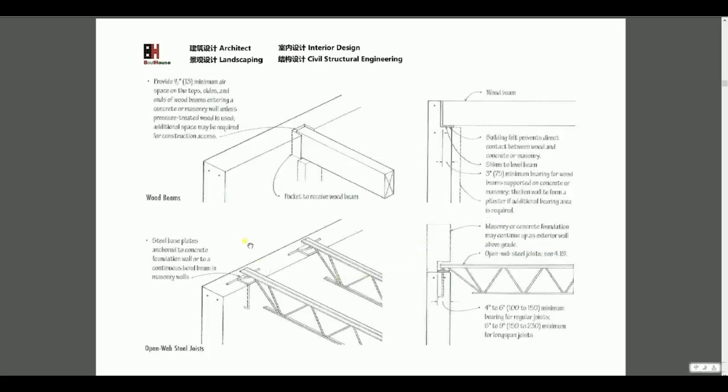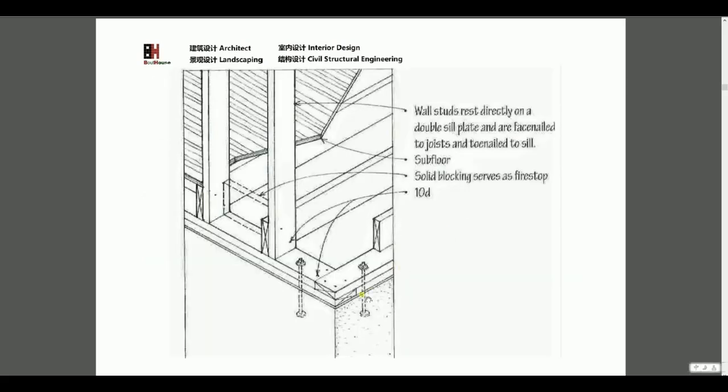This is a typical section. There are several kinds of supporting methods to take care of the beam, open web joist, steel beam, or wood beam. They have some pocket here to support, to give enough support for the beam.